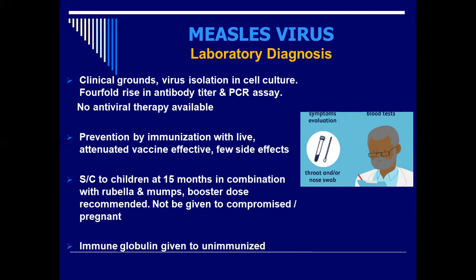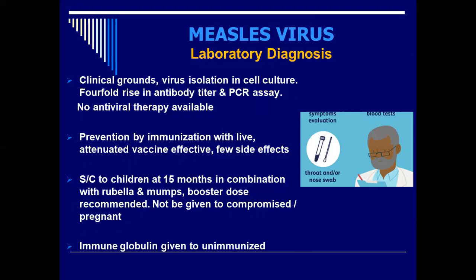Prevention is more important in measles, rubella, and mumps disease. This is by immunization, and the current immunization that we use is with live attenuated vaccines. This live attenuated vaccine is highly effective, very safe, and has very few side effects. So all newborn babies, the infants, are vaccinated against measles, mumps, and rubella viruses.